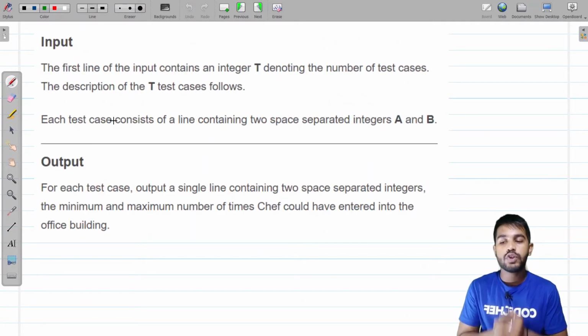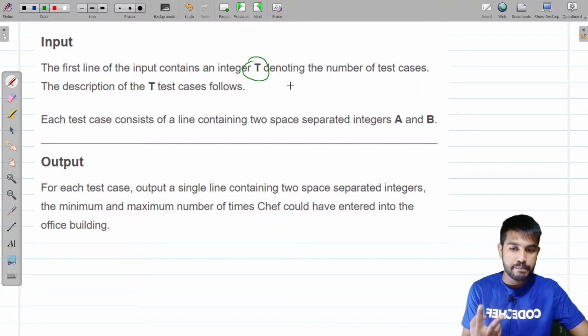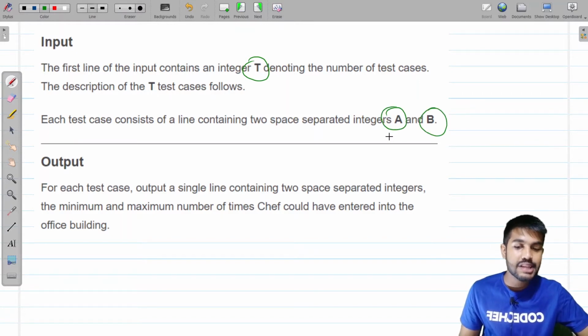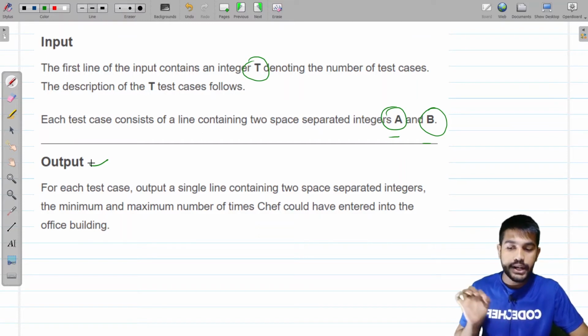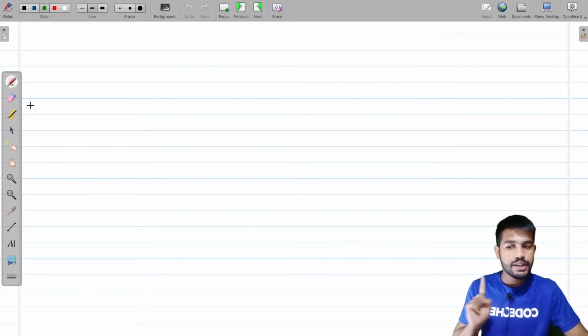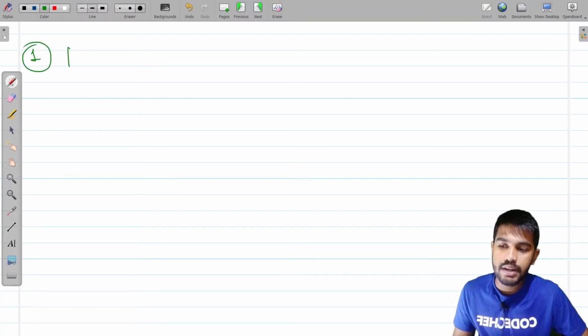Now let us move to the input and output. We are given T number of test cases, and in each test case we are given two space separated integers, A and B. Integer A is the count by guard 1 and B is the count by guard 2, and we need to output, for each test case, the maximum and the minimum number of times the chef would have entered into the office building. Now there are two cases: the first one is minimum, the second one is maximum. So let us first consider the case of the minimum.